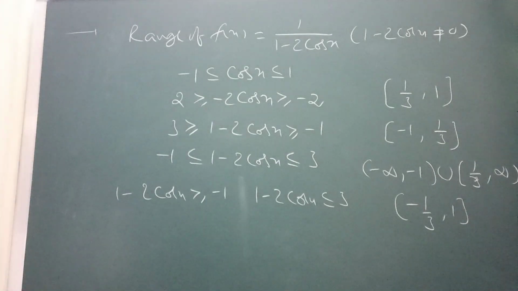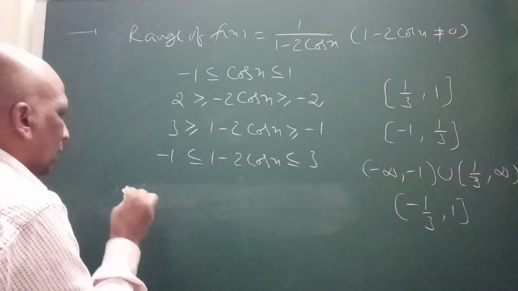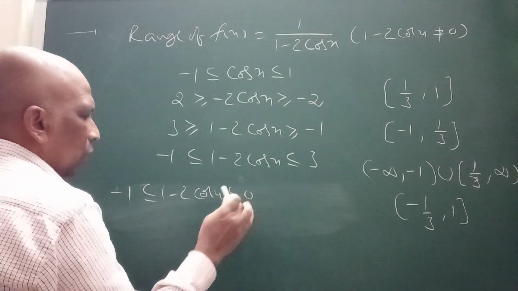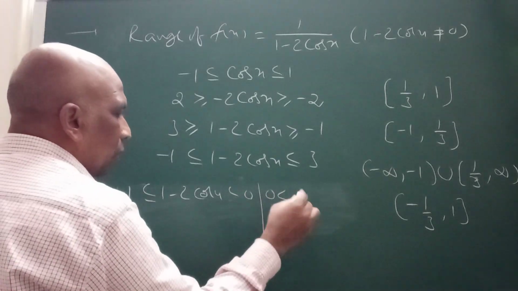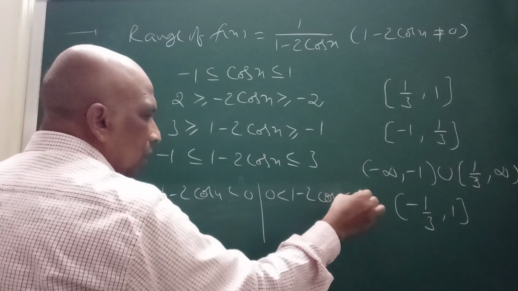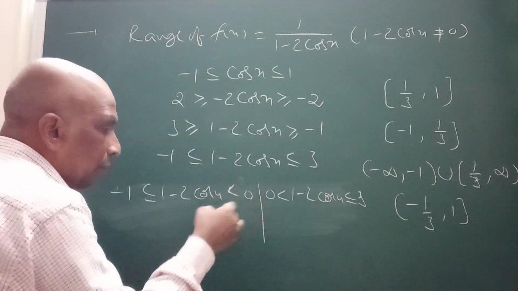When I have taken this value, I can also think: since it's not equal to 0, I can write minus 1 less than or equal to 1 minus 2 cos x less than 0, and 0 less than 1 minus 2 cos x less than or equal to 3. When I take the reciprocal of this, you are approaching 0 from the left.